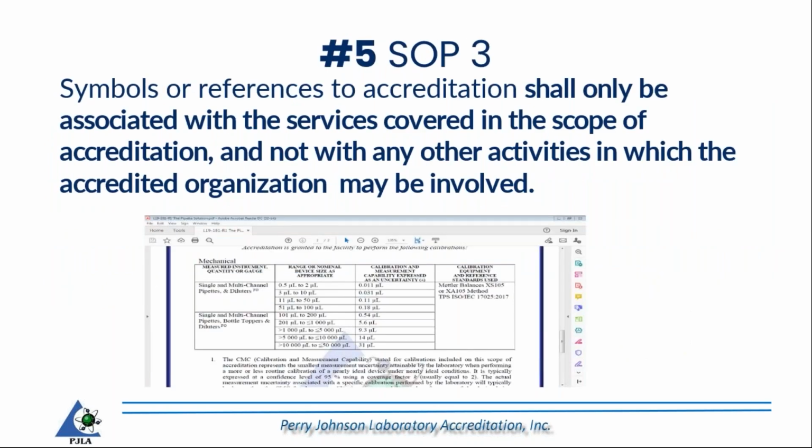So what are some of the areas that may have prompted nonconformances here? Well, symbols or references to accreditation shall only be associated with services covered in the scope of accreditation and not with any other activities in which the organization may be involved. So if you're a calibrator and let's say this organization just does pipettes, and they also do perhaps pressure gauges, but it's not under their scope of accreditation, they cannot use the symbol or reference accreditation on the pressure gauge calibration if it's not covered on the scope. Same with the website, so it shouldn't be misleading if non-accredited activities are also on your organization's website.